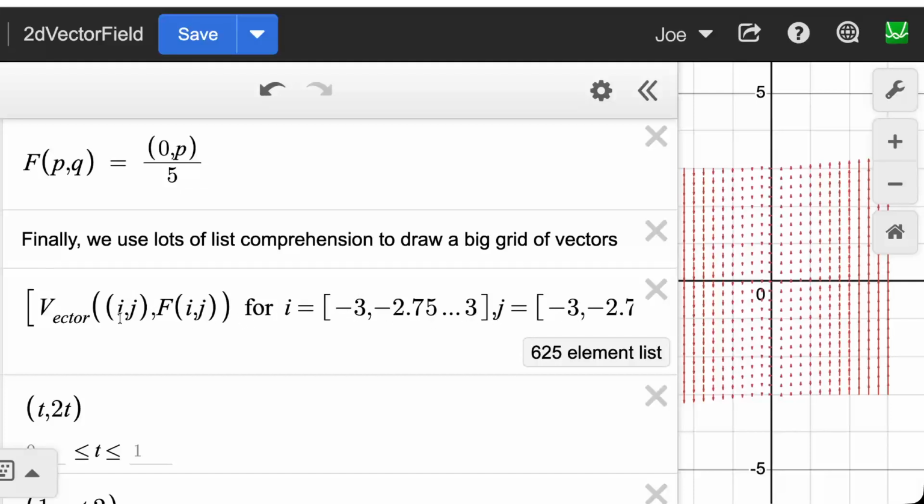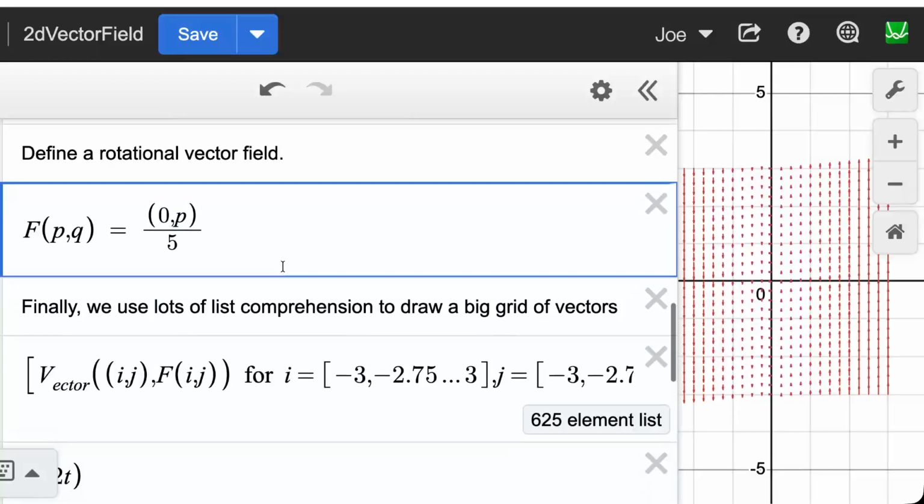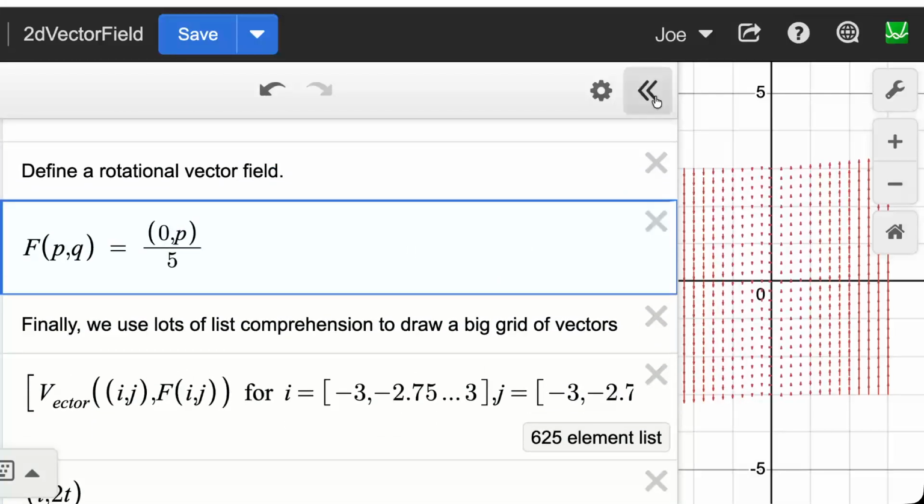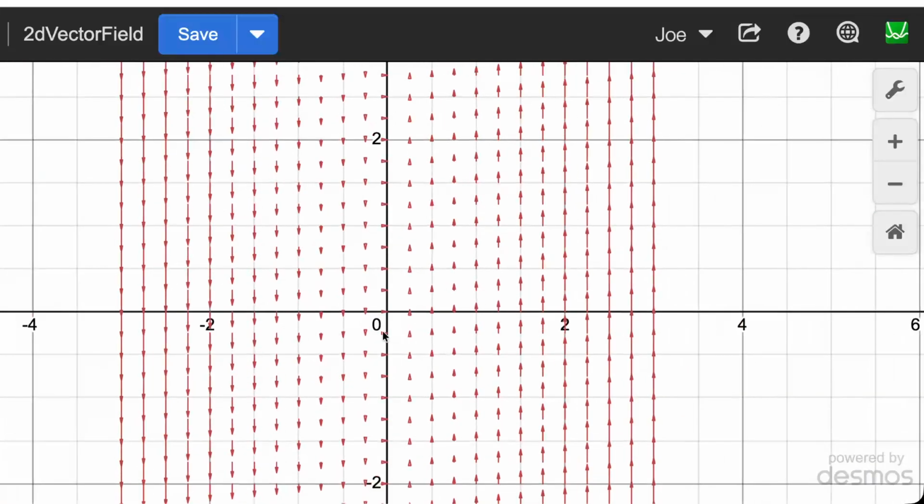We're going to draw the vector that goes from ij to f of ij, and f was defined right there. It's got a 0 x-coordinate, it's got a y-coordinate equal to the x-coordinate of the input, and we're dividing by 5 to make it a little bit smaller so that we can see things well. So that's our shear. Now, how about a rotation?